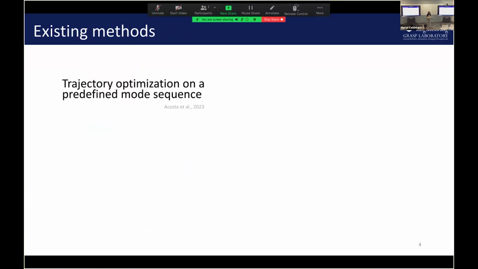When we talk about the mode sequence here, what we're saying is that we're defining exactly what kind of contact is happening in the sequence of the trajectory, but not exactly when that's happening. And we sort of bake that into this optimization. And doing something like this works for bipedal locomotion, where you have this sort of fixed gait, or where you have this right, left mode of contact.